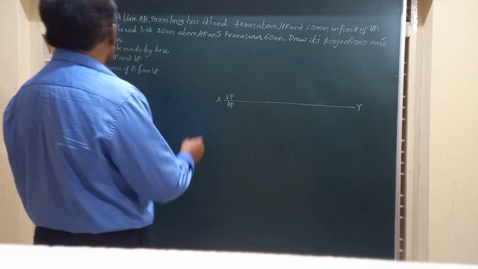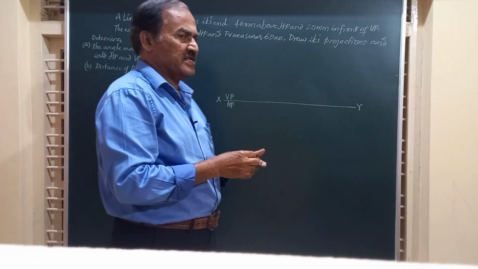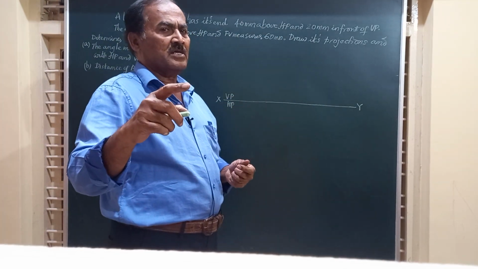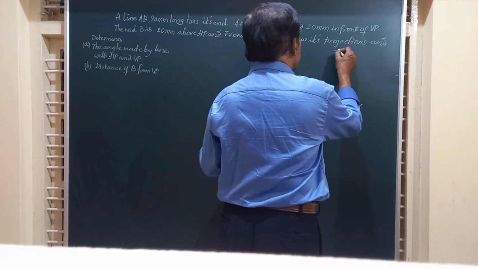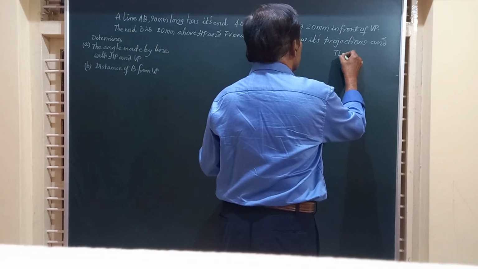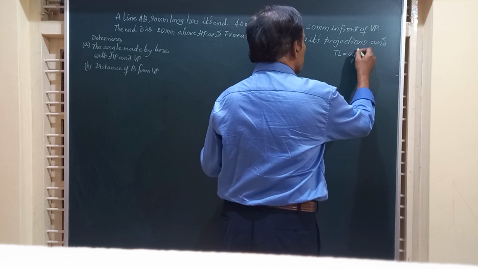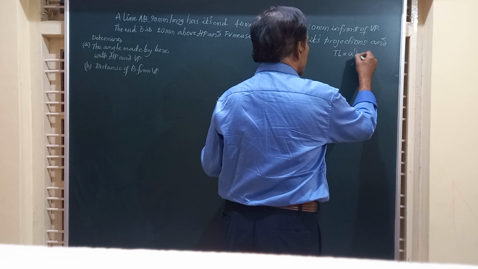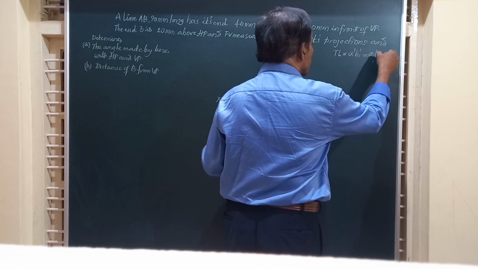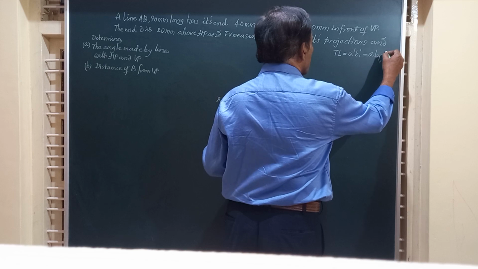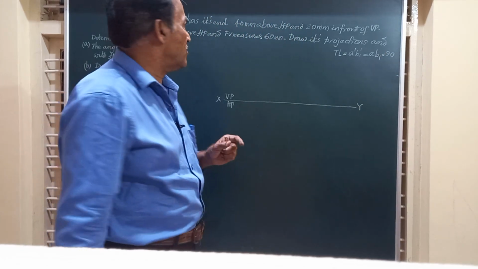The question reads like this: a line AB 90 mm long. Friends, when I say line AB 90 millimeter, it indicates the true length of the line. If the line is represented by AB, we call this A1 dash B1 dash as the true length. It is also called AB1, the true length in the top view, and that is given to be equal to 90 millimeters. The true length of the line is known.